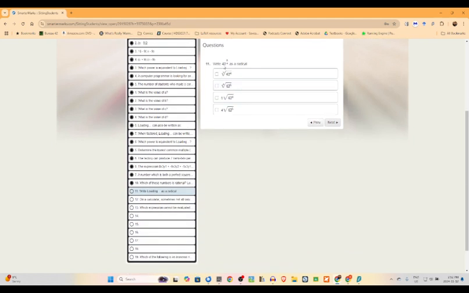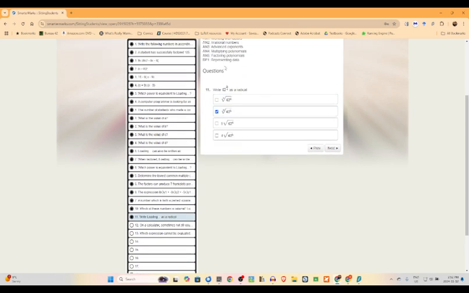Number 11, writing 4 to the 5 over 4 as a radical. So we'd have to have our 4 come out as the index. Only one does that. So yes, this again, advanced exponents. The 5 stays inside, the 4 comes out as the index, not as a multiplier.